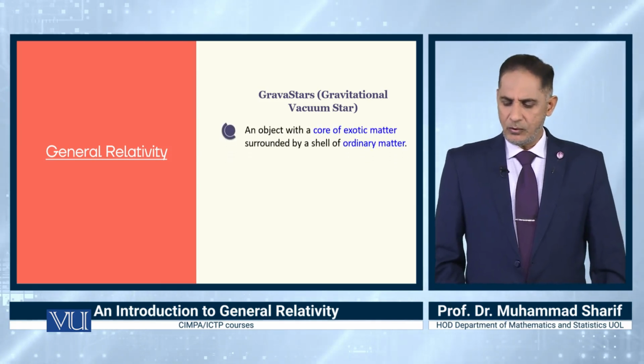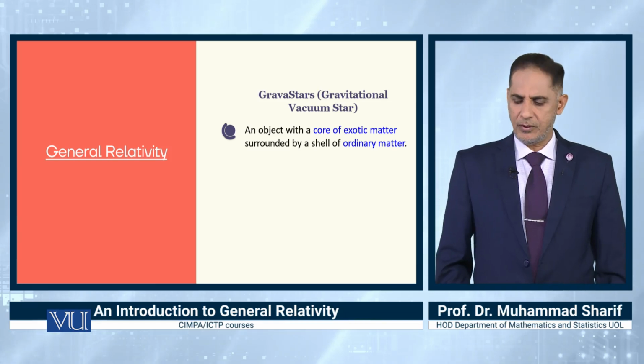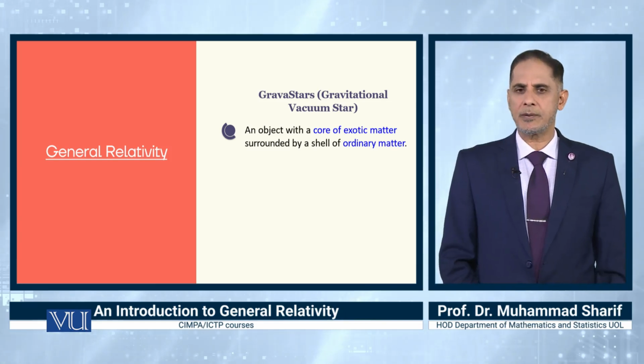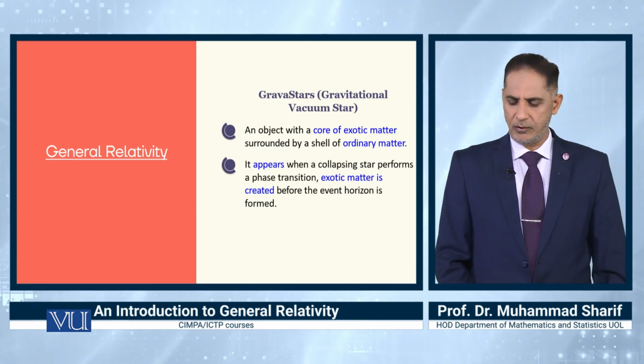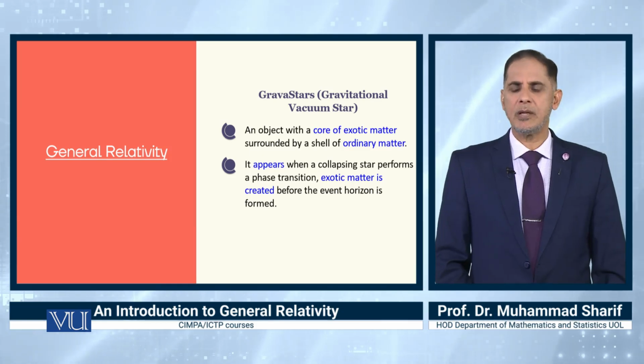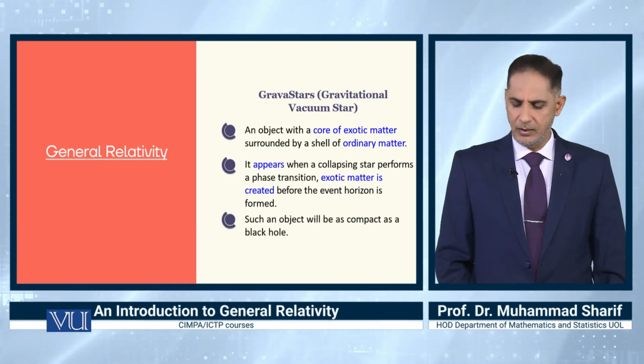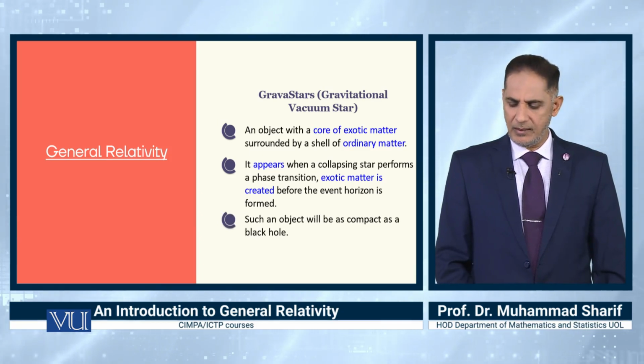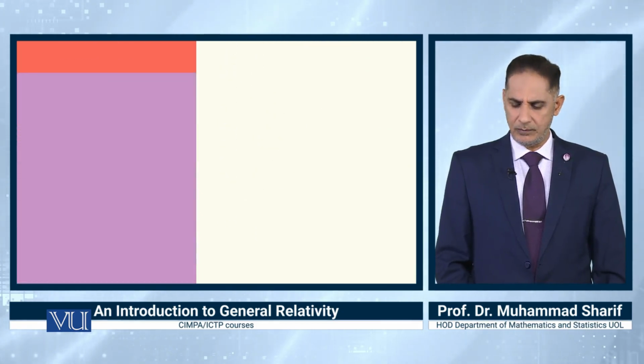This is an object with a core of exotic matter. They are surrounded by a shell of ordinary matter. It appears when a collapsing star performs a phase transition. Exotic matter is created before the event horizon is formed. So such an object will be as compact as a black hole.